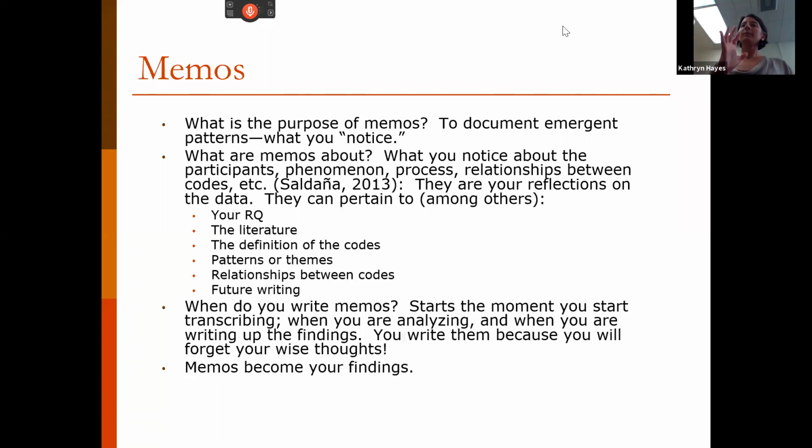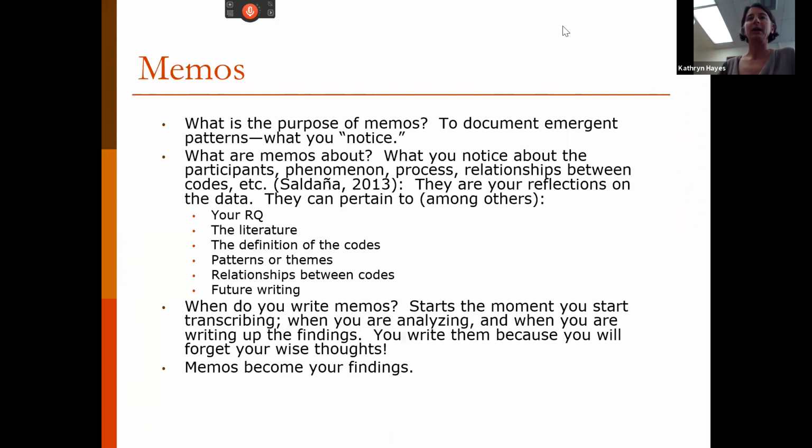Okay, so that's one way to write a memo: you recognize a pattern. You look through all your excerpts and you recognize a pattern. There's lots of other things you might want to write about in memos. And memos are super important because as you write them, you are essentially writing your findings. Memos become the groundwork of your findings. So essentially it's to document any emergent pattern that you notice, all right?